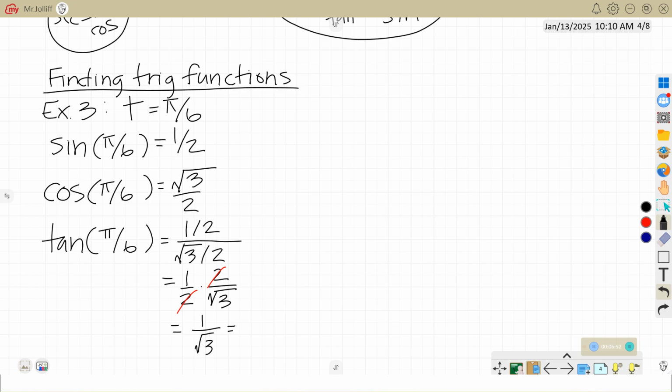Do I leave it like that? No, frowny face. We rationalize it. How do I rationalize it? Good. I'm going to multiply it by something. What am I going to multiply it by? Very good. Multiply it by the radical on bottom. Perfect. So root 3 on top, and square root of 3 times square root of 3 is what? It's just 3 itself, yeah. Happy face.